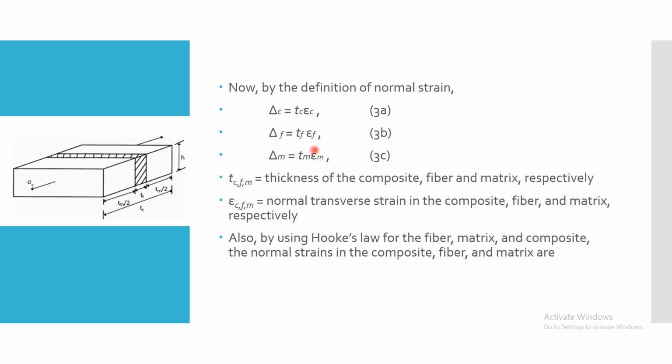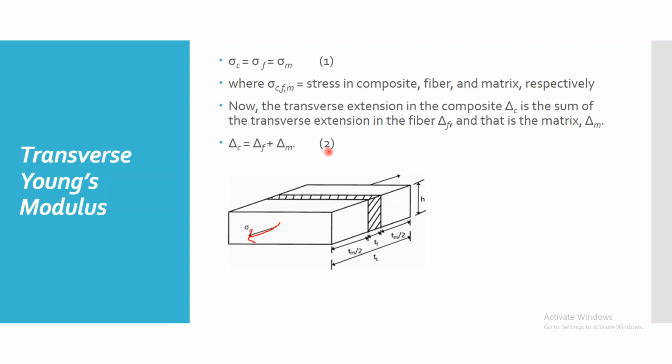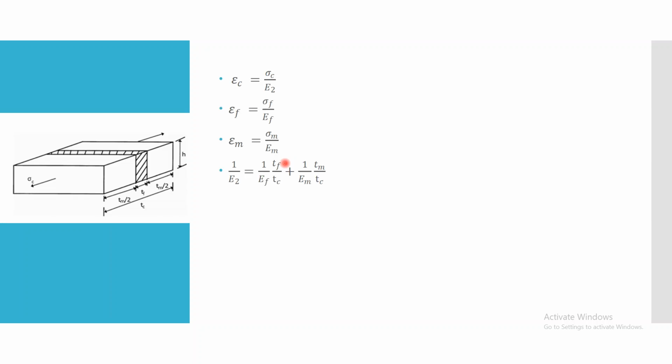Once you substitute that in equation number 3, later I am going to substitute equation number 3 in equation number 2. If you do all these things together, it becomes of this format: 1 by E2 along with the thickness TC is equal to 1 by EF TF plus 1 divided by EM TM. Since I am going to divide throughout the equation by thickness TC, it comes in the denominator on the RHS, that is TF divided by TC, TM divided by TC.